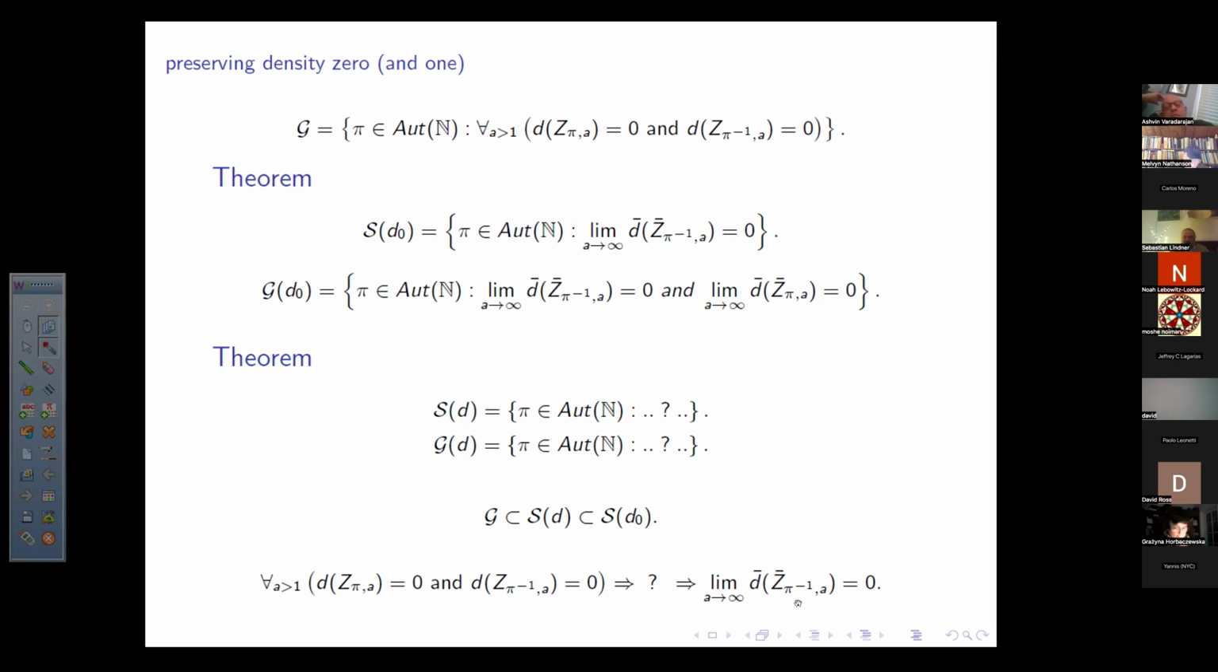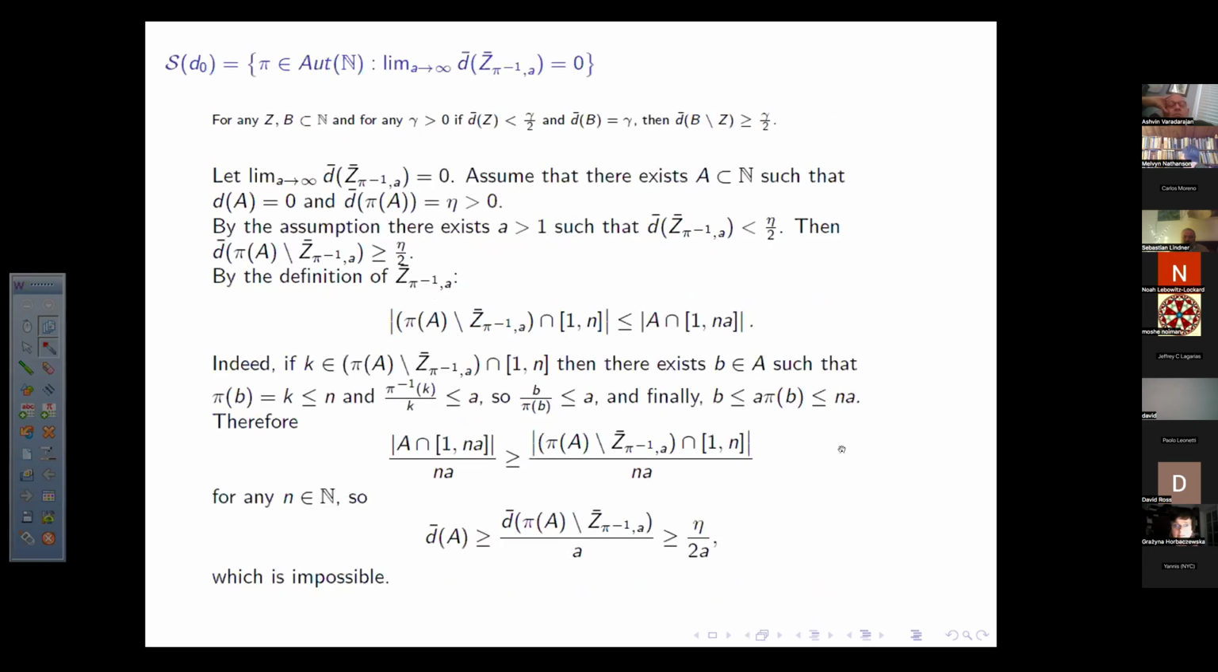And this proof is quite easy. I'd like to present it here. I don't know how to show you this formulation, but it's written here, the formulation of our task. Maybe I can read this: the family S of D0 is the family consisting of those automorphisms for which the limit of upper densities of the Z bar family is equal to 0. So I'm going to use the following simple lemma.